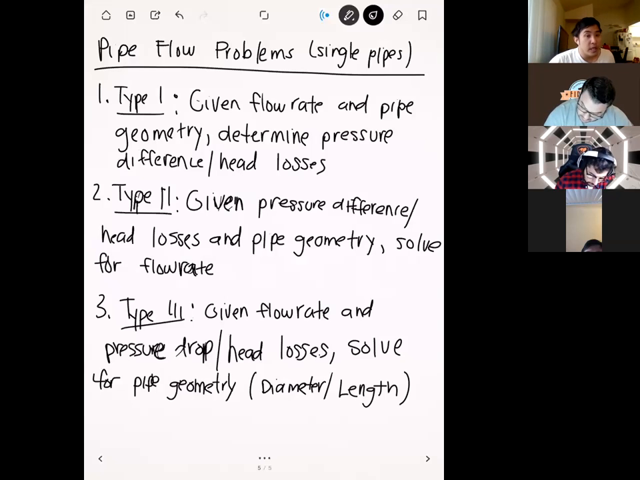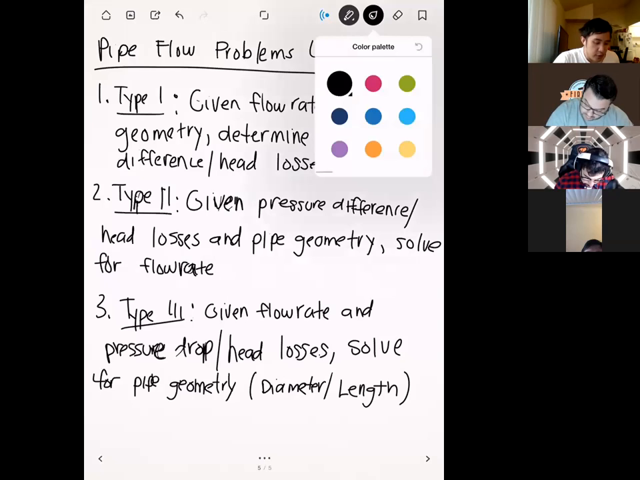And so problem 4B on the homework is actually a type 3, although it's not really a type 3 problem because it was laminar flow. But we'll do an example of a kind of type 3 problem later. Okay, and so these are the three types.